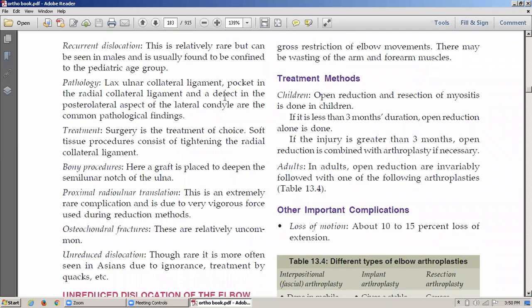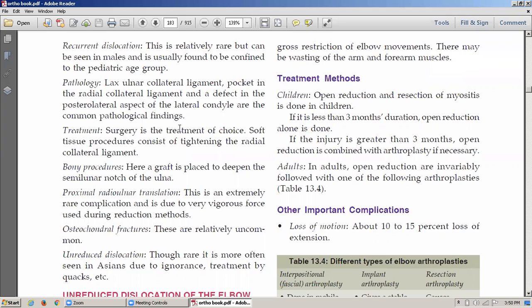Then recurrent dislocation. This is relatively rare but can be seen in males, and is usually confined to the pediatric age group. The pathology is a lax ulnar collateral ligament and a pocket in the radial collateral ligament. A defect in the posterolateral aspect of the lateral condyle is a common pathological finding.